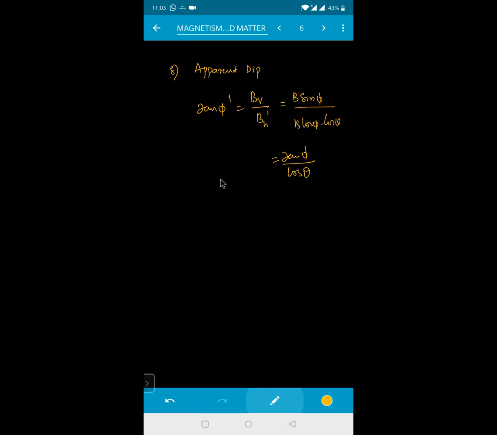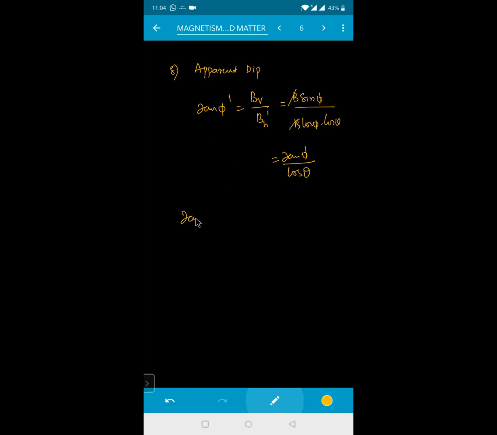Because sin phi divided by cos phi is nothing but tan phi. This is one relation. This B and this B will get cancelled, and that will be cos theta.